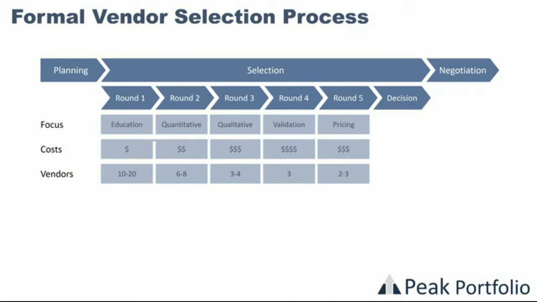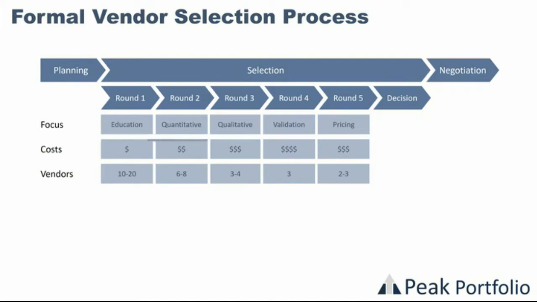Round 2 is going to be a little bit more expensive. It's going to have an RFP, and that's where you want to get it down to 6 to 8 vendors. And that's not just a cost thing, but it's also just logistically scoring 6 to 8 vendors' proposals can take a lot of time for your selection team. So you really want to get that list down to the 6 to 8 players who really do have an opportunity to win this business.